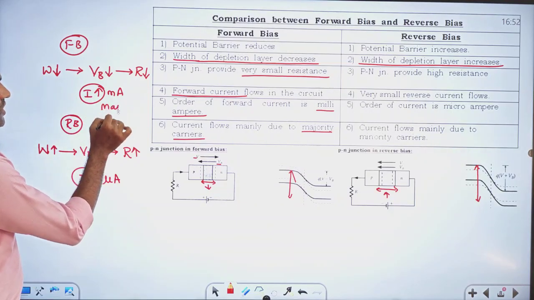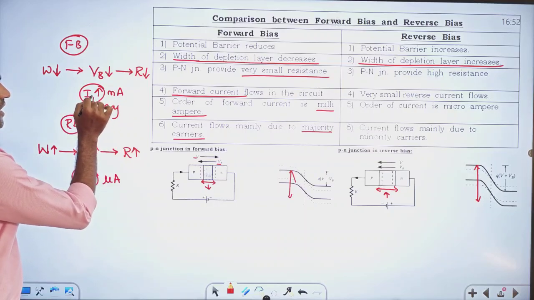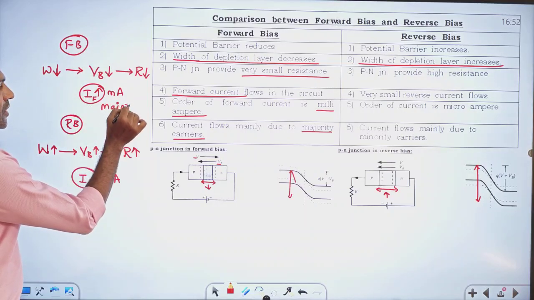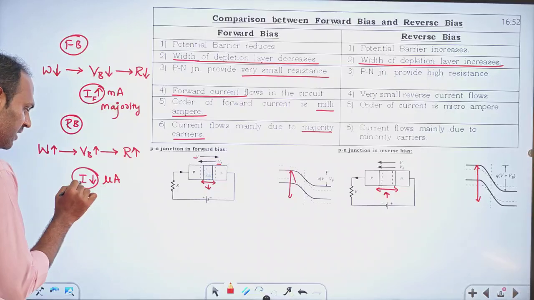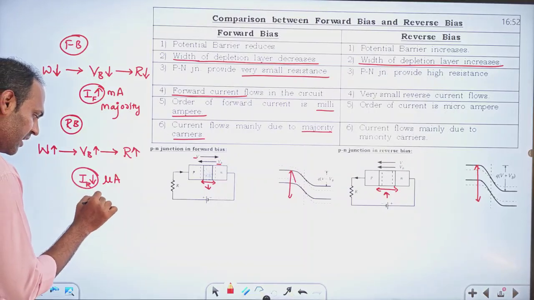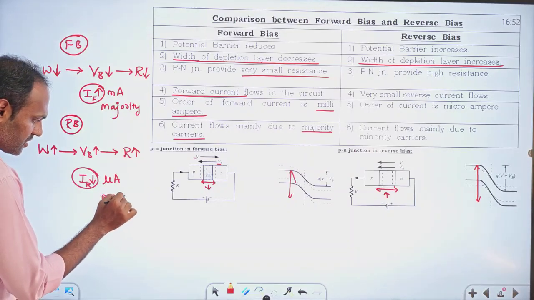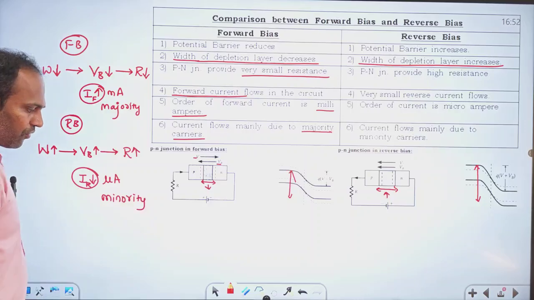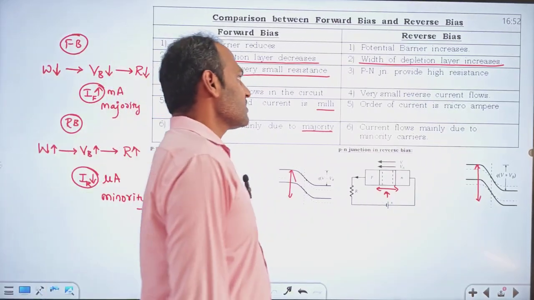This current is called forward current. It is carried by majority charge carriers. This is called reverse current, which is carried by minority charge carriers. This is minority charge carriers in the flow, correct. Okay, that is the difference.